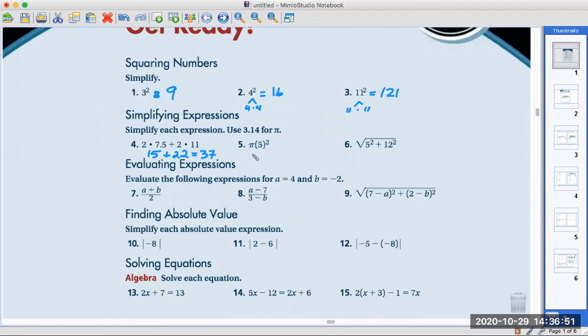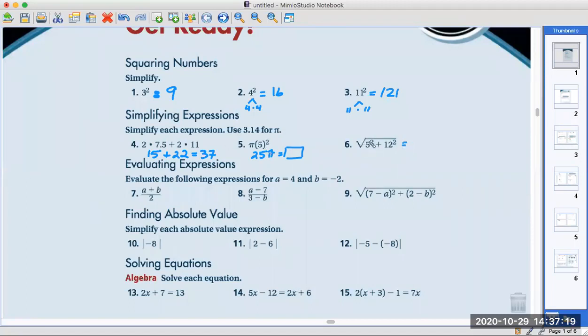Pi times 5 squared is 25 pi. It says you use 3.14 in your calculator. You multiply 25 times 3.14, and then you should get the answer yourself. Actually, you have your pi key on your calculator. Remember, you can use that one. It's shift up EXP. It's on the bottom.